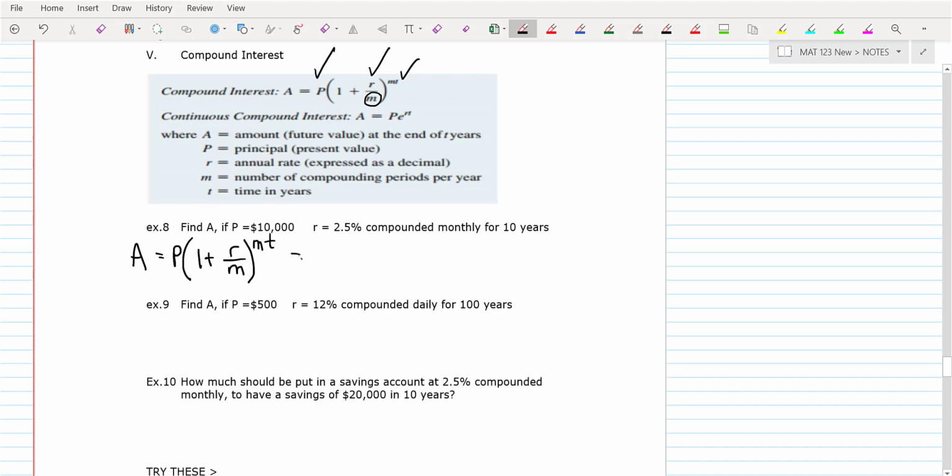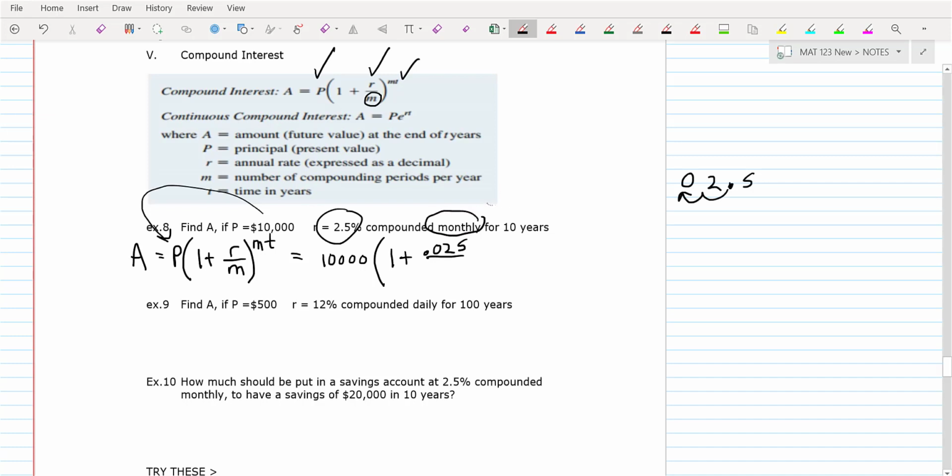All right, so let's get everything plugged in. The principal is 10,000, so that goes there. Then you got 1 plus. The interest rate is 2.5%. Now, when you use the compound interest formula, you got to move that decimal back to the left 2 places. So you'll have 0.025 like that. If you don't move the decimal back, you're going to be getting ridiculous amounts of money in your savings account.